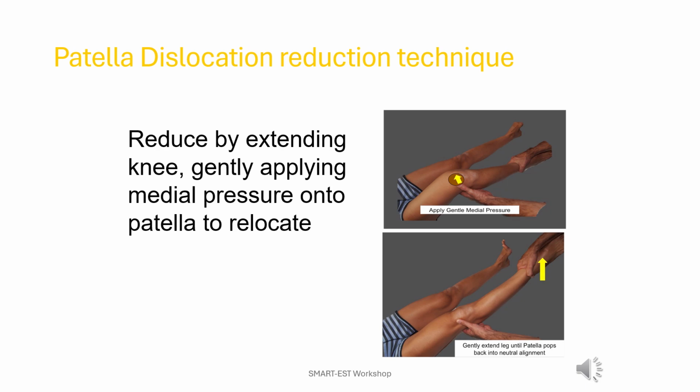The reduction technique for a patella is very simple and straightforward. It involves extending the knee while applying gentle medial pressure to the patella to assist it in its relocation. Many times you can have this occur as the athlete is rolling from their side to a supine position.